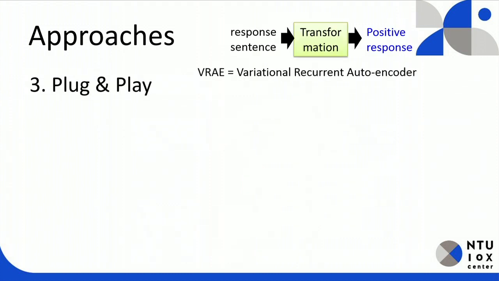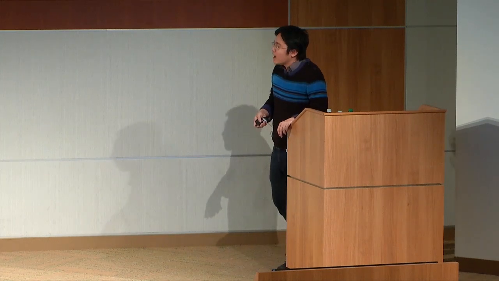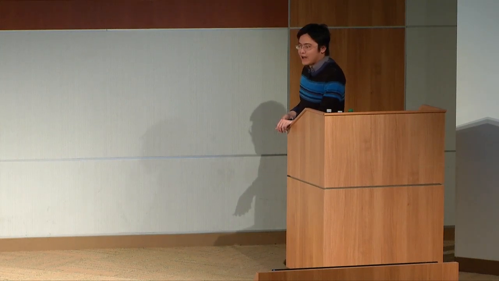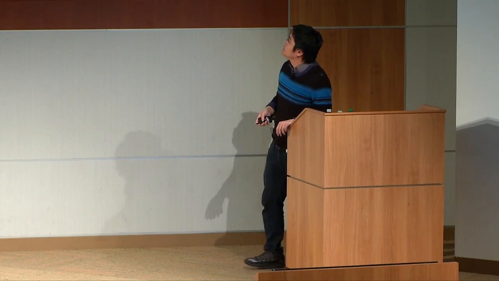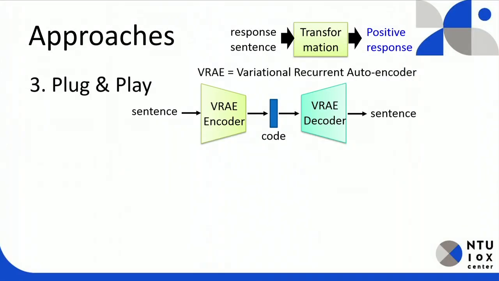Then for the third approach, we are going to train a transformation network. Input a response sentence, and it will transform it into a positive one. The first approach we use is called plug and play. This is an approach borrowed from image processing. And the idea is like this. We have an autoencoder, and we train an encoder and a decoder here. The encoder, given a sentence, will represent the sentence as a code, representing the semantic meaning of the input sentence, and the decoder can take a code as input and generate the output response.